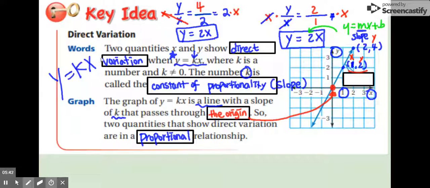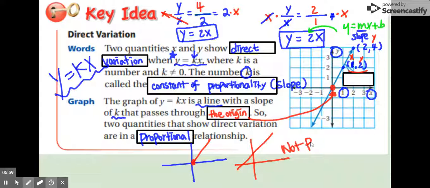There's no y-intercept, and quantities that show direct variation are in a proportional relationship because we already talked about how a proportional relationship always passes through the origin, right? Even though it's a straight line, if the line looks like this, it is not a proportional relationship. This is proportional, but this is not proportional.